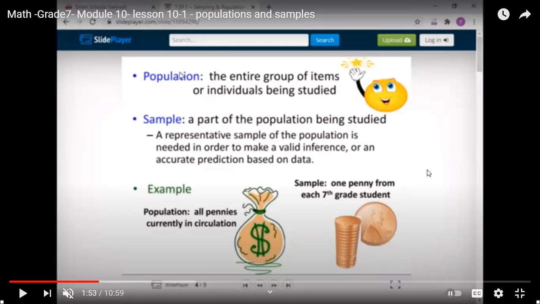This bag, it's full of what? It's full of pennies, right? Yes. So the whole amount of pennies inside this bag represents the population. But the sample will be one penny from each choosing student from this bag. Yes, one penny from this bag, two pennies from this bag. So we will take a sample from the bag. Understood?